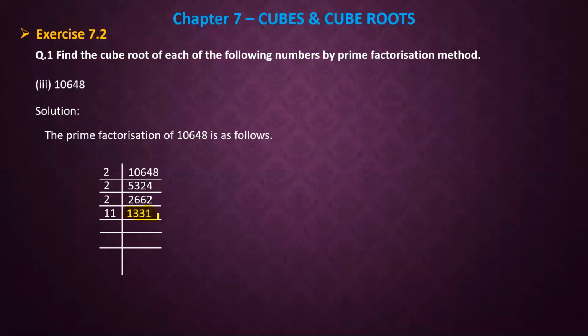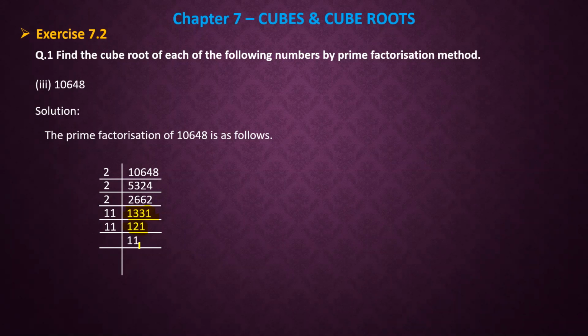And now this number is divisible by 11. So after dividing this number by 11, we are getting 121. Then we know that 121 is the square of 11. So that means obviously it is going to be divisible by 11. And after dividing it, we are getting 11.